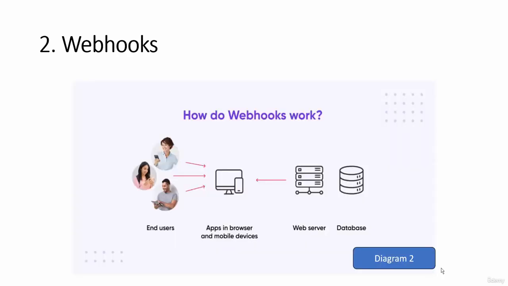Second is webhooks. Webhooks, also referred to as push or reverse APIs, are designed to proactively transmit data triggered by specific events. A prime illustration is receiving notifications or messages on your mobile device or email address whenever someone sends you a friend request on Facebook.